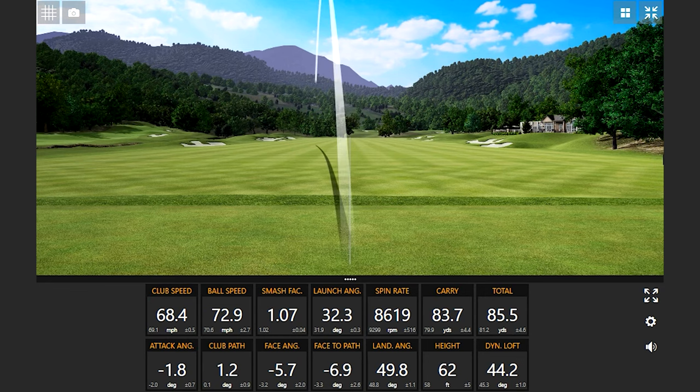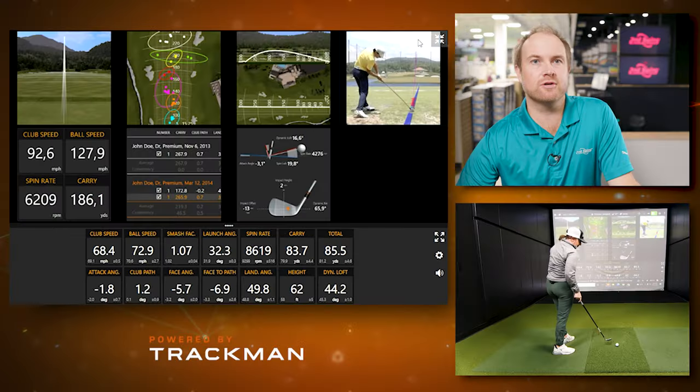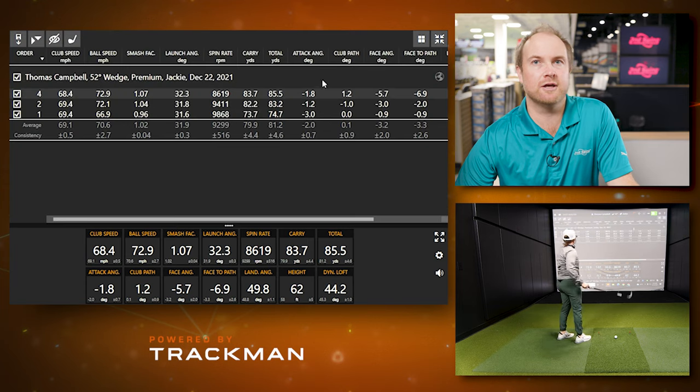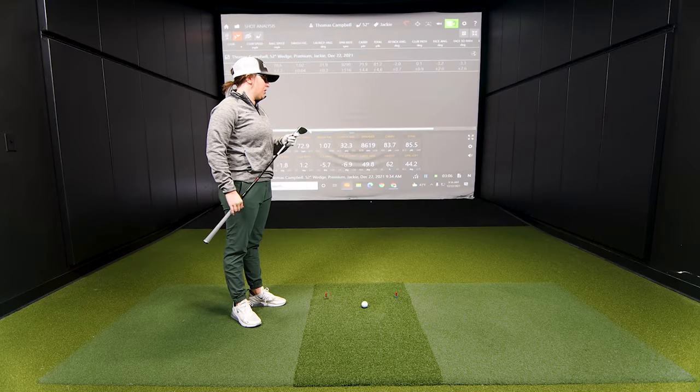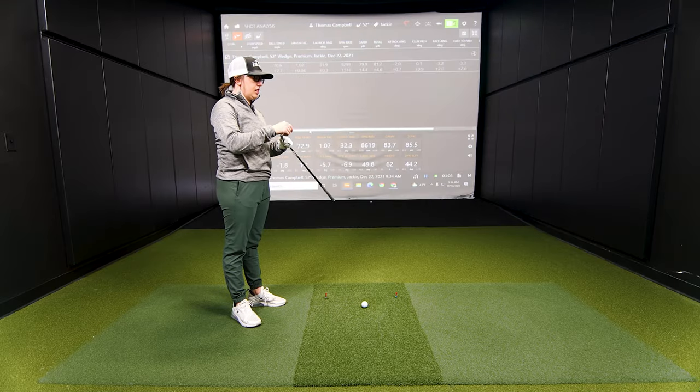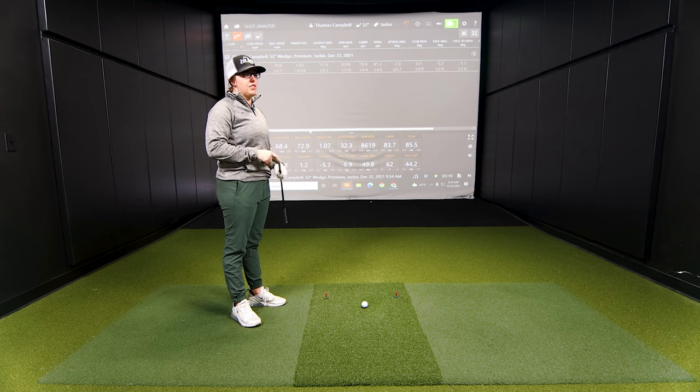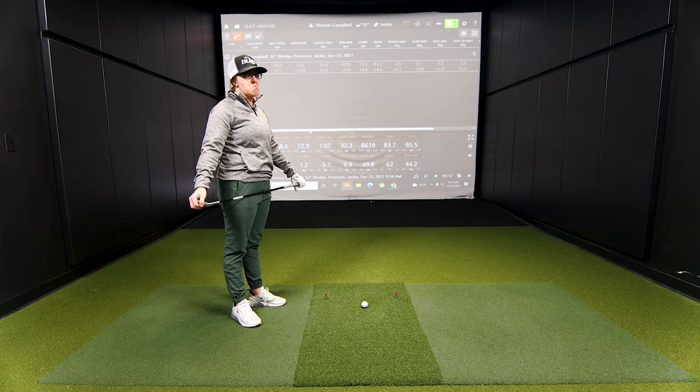Okay, Jackie, we take a look at your attack angle. We notice that you don't hit down on it a lot. Notice here about -2 on average. Let me ask you, when you're playing outside, are your divots this size or are they pretty small? They're pretty small. I don't take a huge divot at all, even with my 56-degree, very minimal if anything.